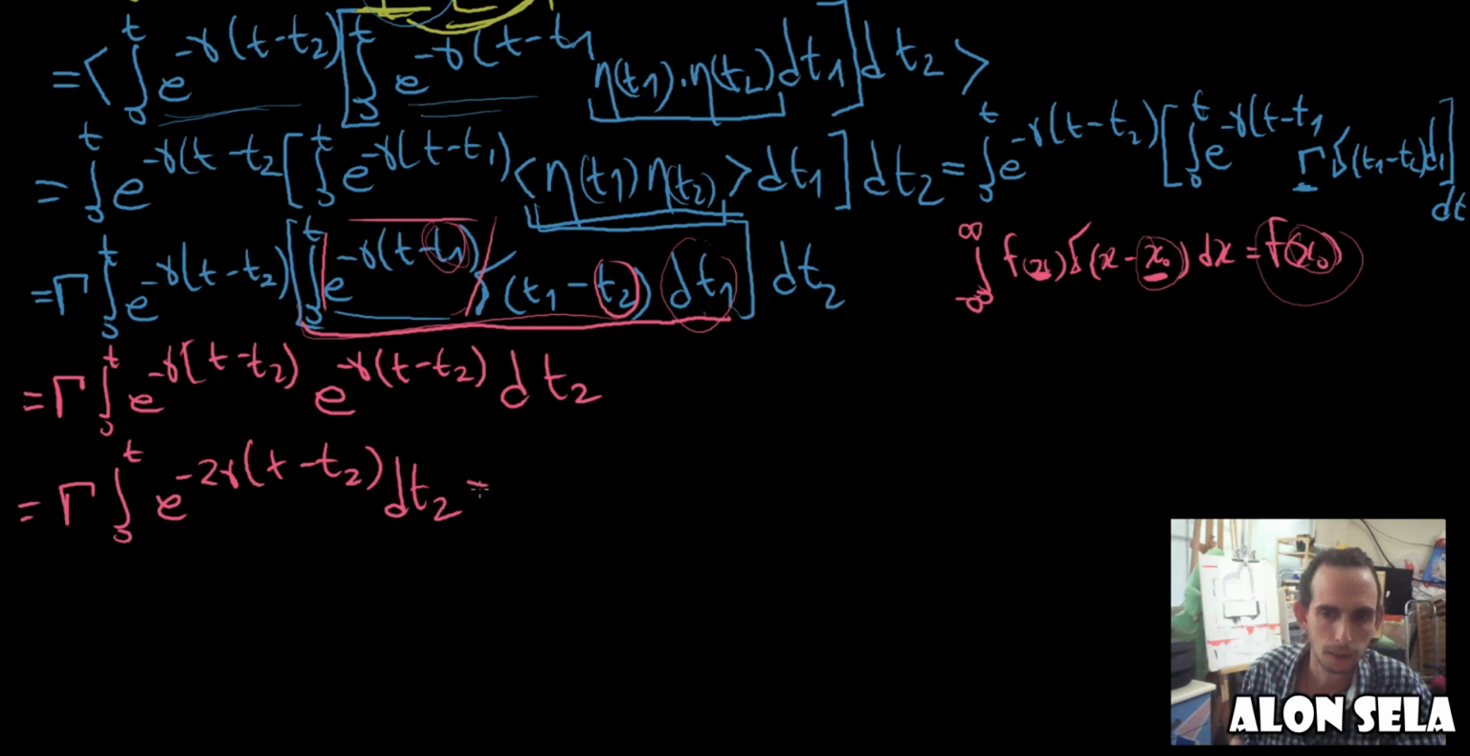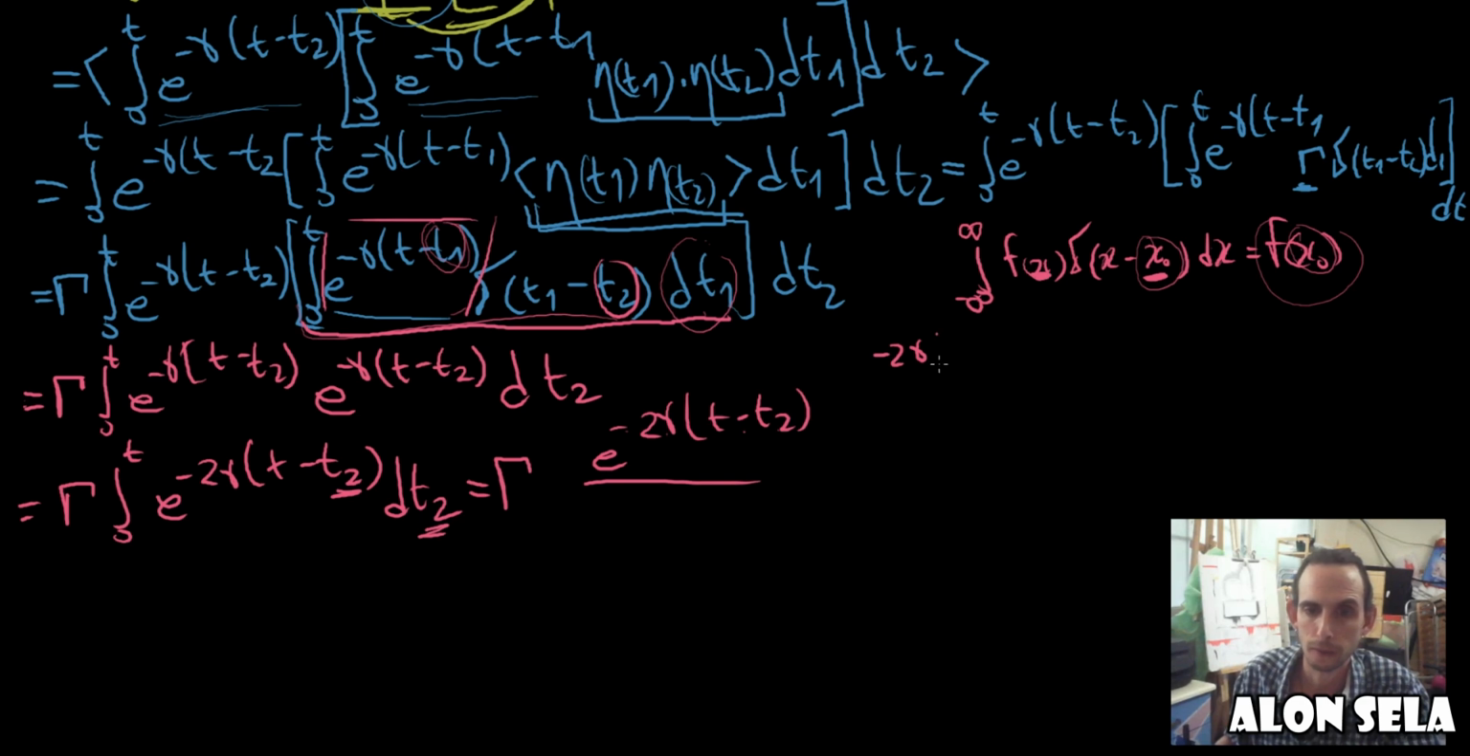Okay, so this integral right here, let's solve it. So we have gamma, this is the integral with respect to t2, so we'll have times e to the minus 2 gamma t minus t2, divided by, let's write it here because I'm confusing also. So we have minus 2 gamma t, minus and minus is plus, plus 2 gamma t2, so the derivative of this with respect to t2 is just 2 gamma, so divided by 2 gamma, and the lower bound is where t2 is equal to 0, and the upper bound is where t2 is equal to t.